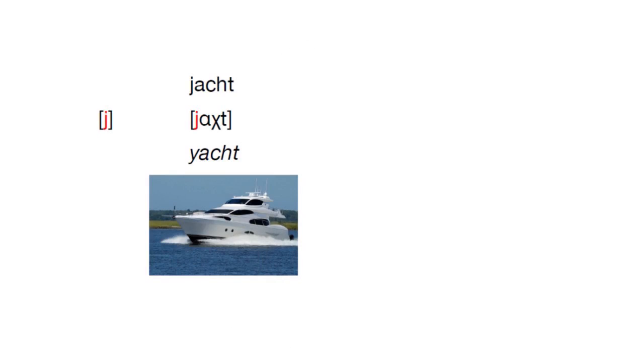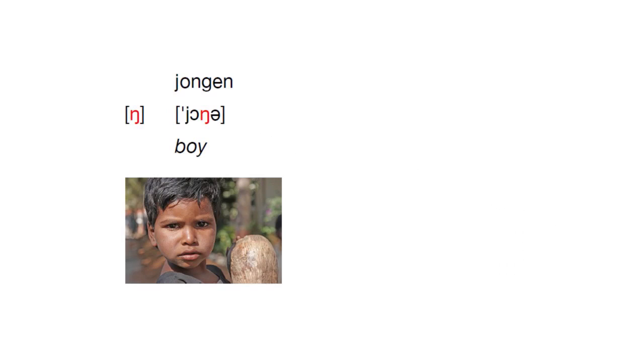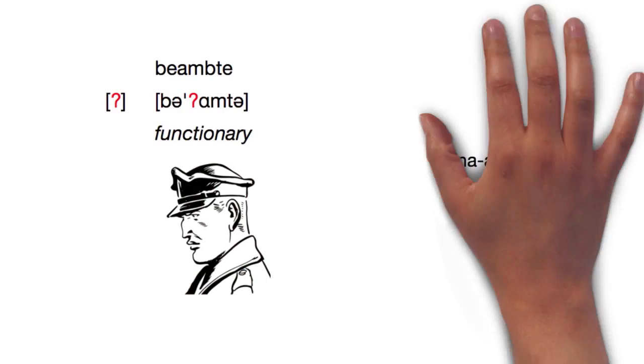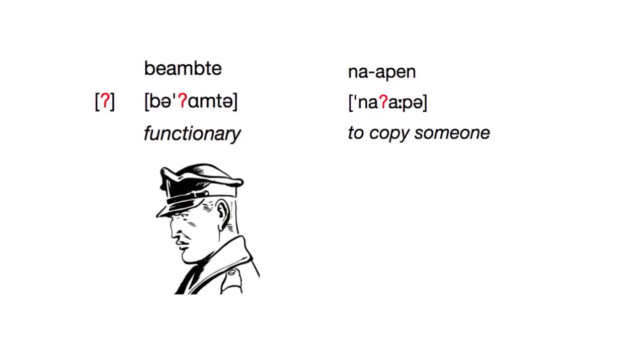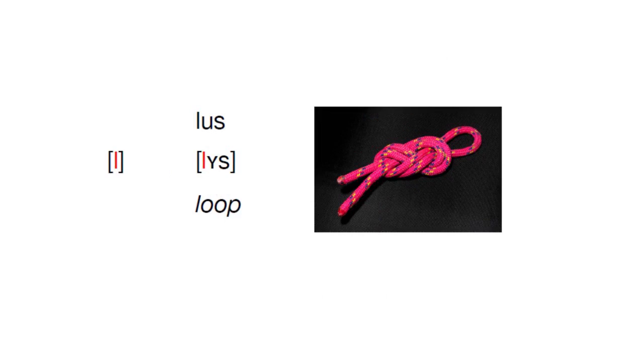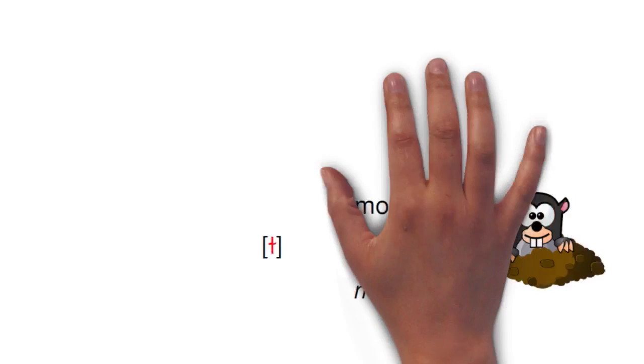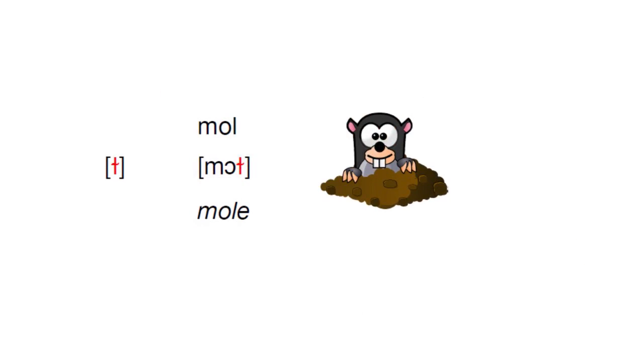J as in jacht, n as in jongen, as in beambte and naapen. This was the sound of your vocal cords shutting and then popping open. We then went over a handful of sounds that were slightly modified versions of sounds found in English. There was the Dutch L, as in lus, which was made just with the front of your tongue. This is also where we introduced the symbol for the English L, which also shows up in Dutch, but just at the ends of words.